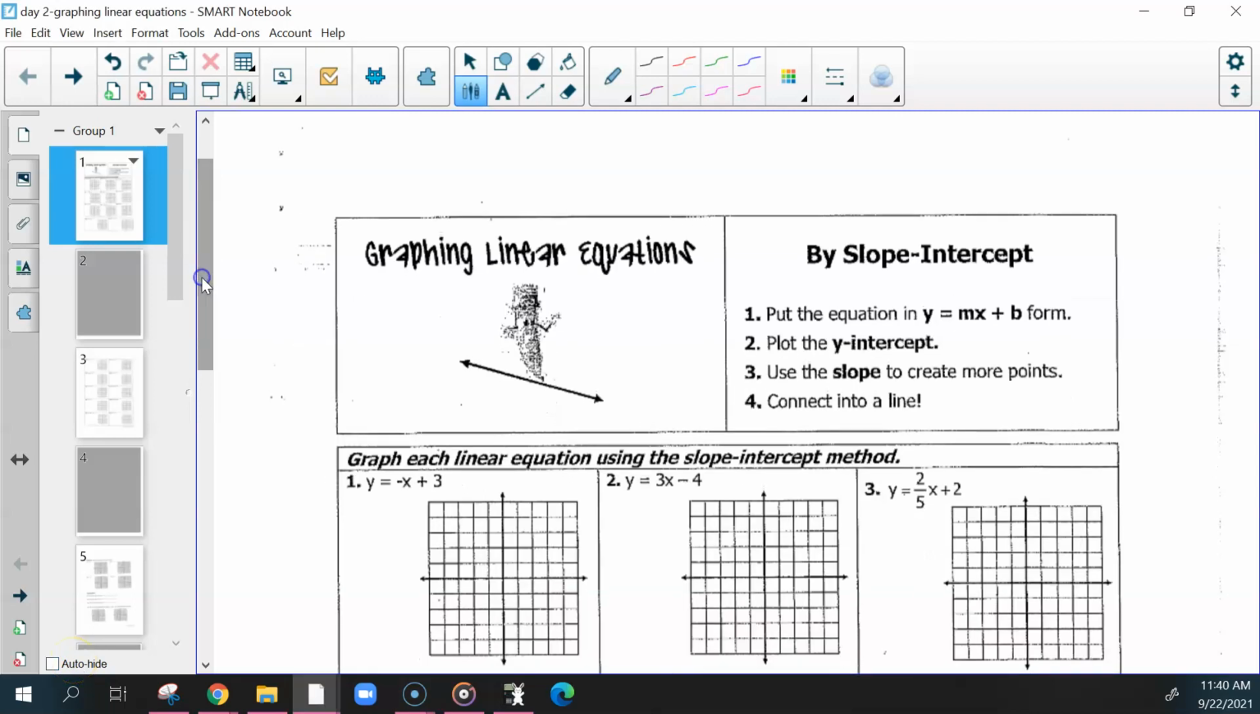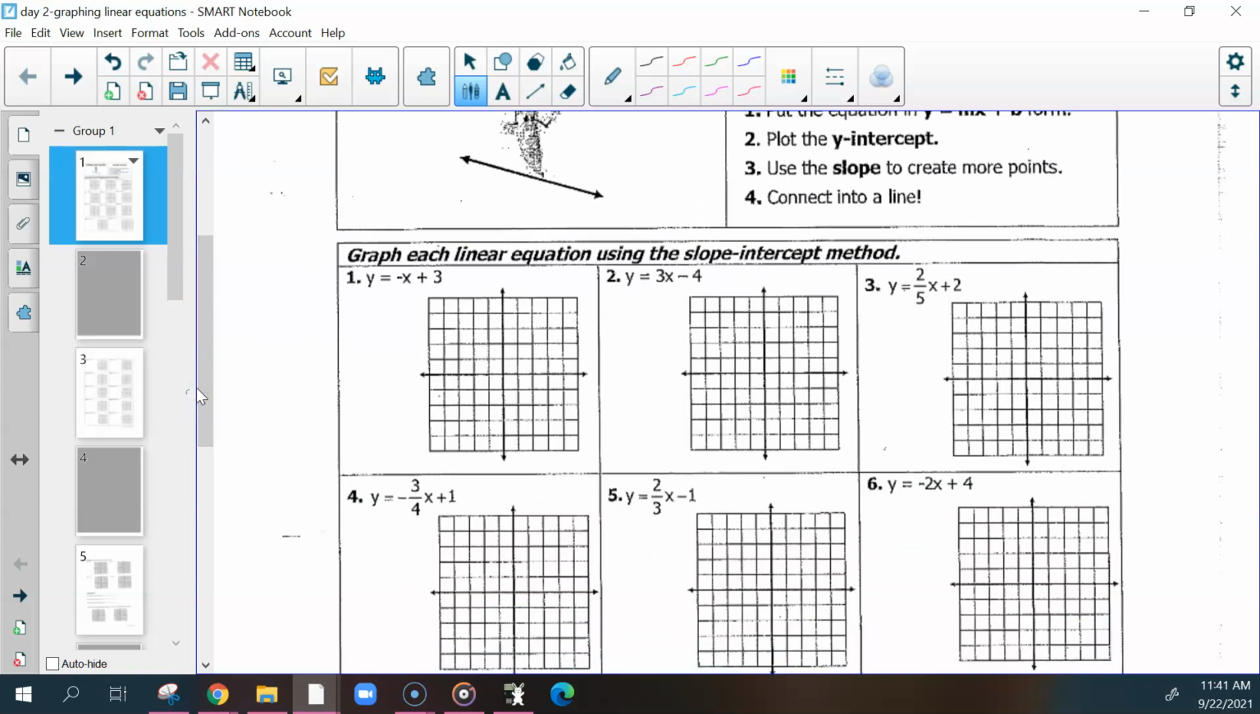Alright, so your graphing notes should look like this. When you are graphing, if you are given an equation in slope-intercept form, there's really no work you need to do except plot your y-intercept, plot your slope, all the way across. If the equation they give you is not in slope-intercept form, you'll need to convert it first, and then graph.